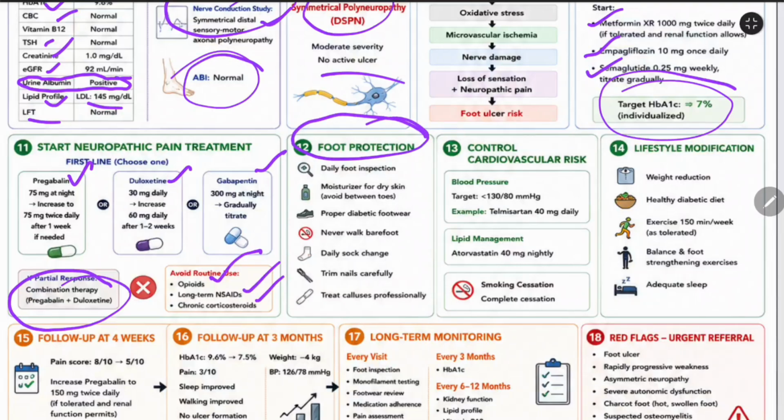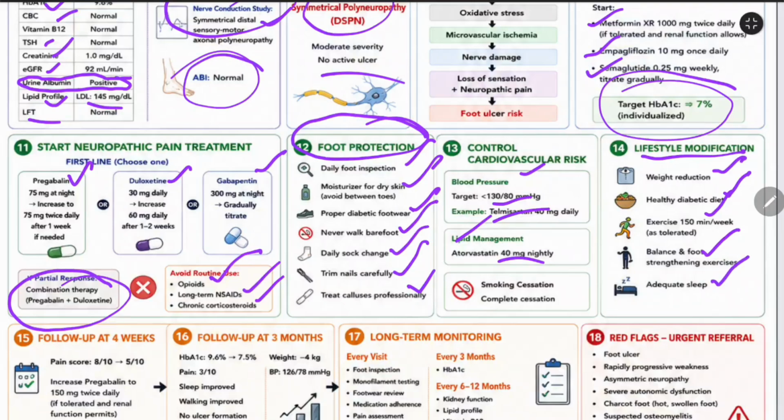So we will tell the patient to inspect the foot daily. Daily foot inspection, moisturizer for dry skin, proper diabetic footwear, never walk barefoot, daily sock change, trim nails carefully, treat callus professionally. Target blood pressure less than 130 by 80, and ACE inhibitors or ARBs should be used. Lipid management: atorvastatin 40 mg at night. Lifestyle modification: weight reduction, healthy diabetic diet, exercise 150 minutes per week, balance and foot strengthening exercise, adequate sleep.